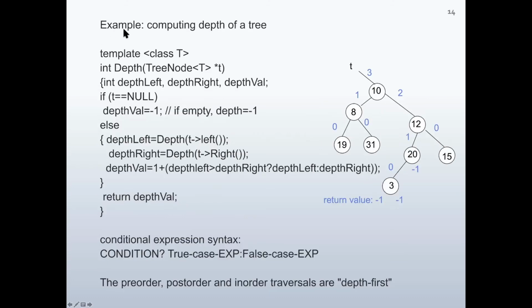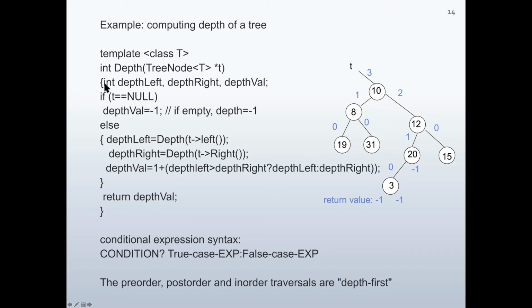In this example, we will consider the function depth, which will compute the depth of a tree. This is implemented as a template function, and here notice that there is a return value from the function. This is different than the previous implementation. Instead of storing the value in a reference variable, we are sending only the pointer to the tree as a parameter, and we are sending the value of the depth in the return value.